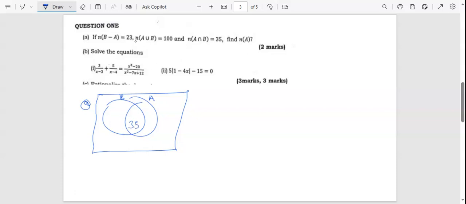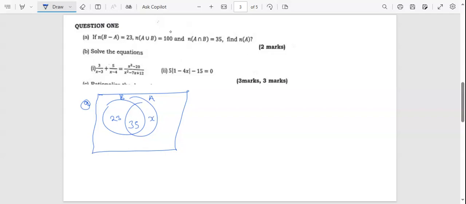Then they are saying the number of elements between A and B such that B minus A. In short, we want just the part where B is found and we exclude A. I'm sure this is the part that they're talking about, so you put there 23. So from there, then you need to have some numbers in A alone.